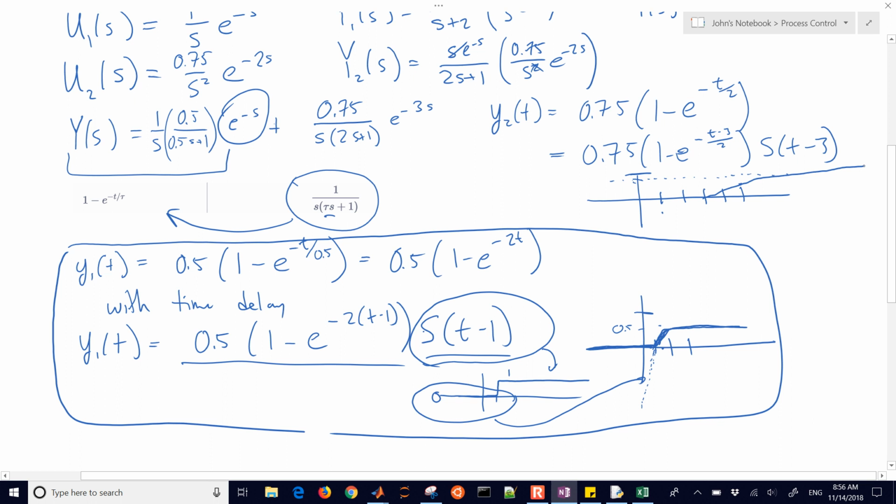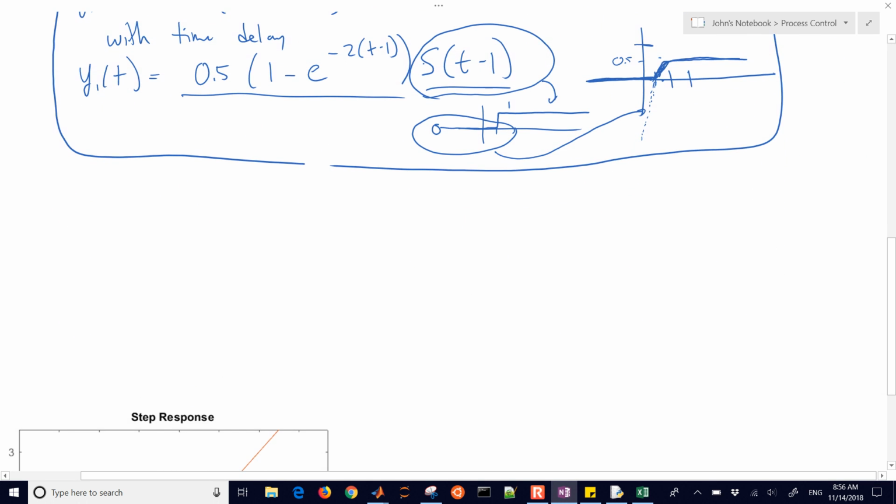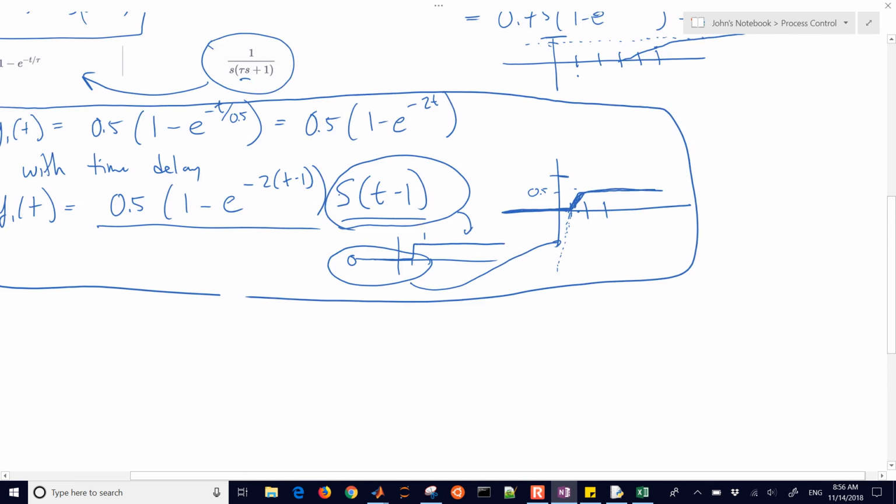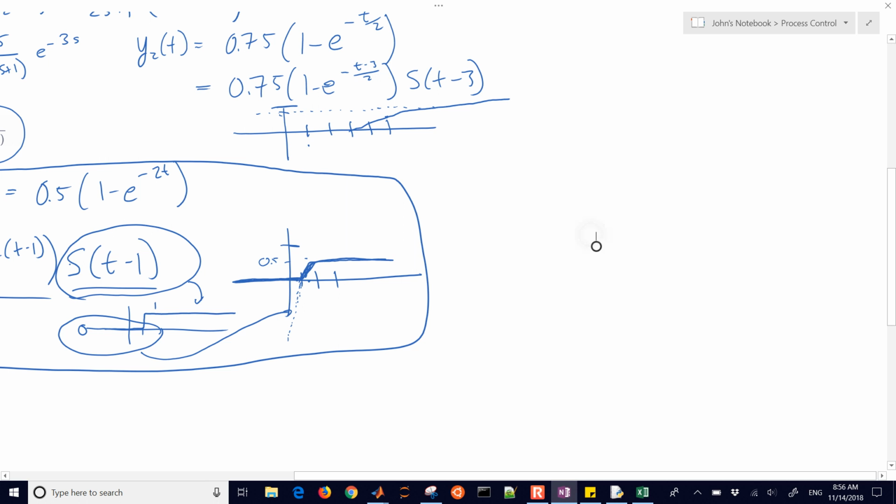Okay, so I'm going to add these two together, and that's going to give me my final response. So y equals y1 plus y2. So I'm just going to add those together, and so if I added those together, it would look something like 2, 3, 4, 5.